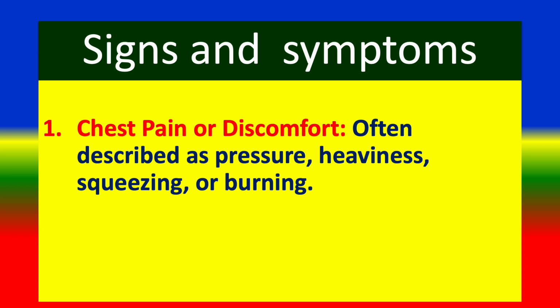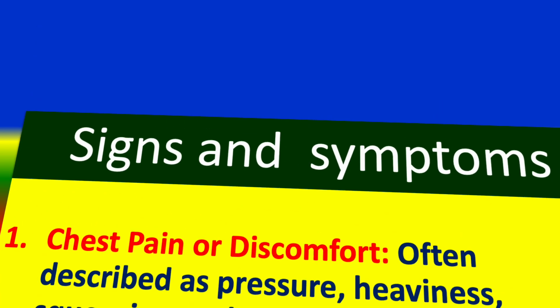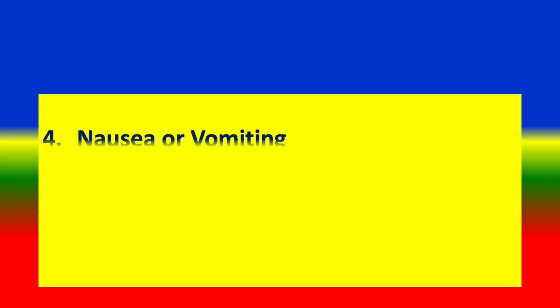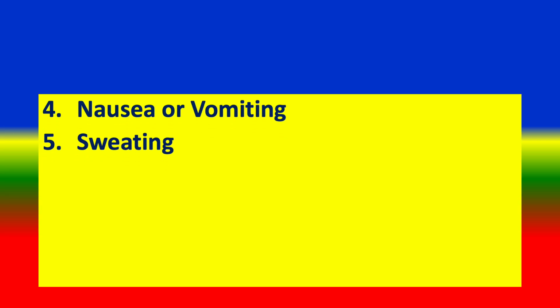Signs and symptoms: 1. Chest pain or discomfort, often described as pressure, heaviness, squeezing, or burning. 2. Radiating pain. The pain may spread to the arm, neck, jaw, back, and stomach. 3. Shortness of breath. 4. Nausea and vomiting. 5. Sweating. 6. Fatigue. 7. Dizziness.